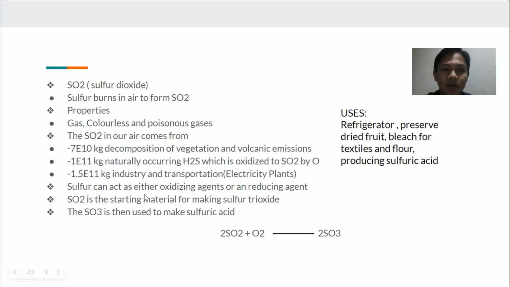And sulfur dioxide can act as either an oxidizing agent or a reducing agent. Sulfur dioxide is the starting material for making sulfur trioxide. The sulfur trioxide is then used to make sulfuric acid. So at this bottom side of the presentation slide, we can see where 2 moles of sulfur dioxide combine with oxygen to produce 2 moles of sulfur trioxide. And the uses for sulfur dioxide are for refrigerant, preserving dried food, bleach for textile and fur, and of course to produce sulfuric acid.